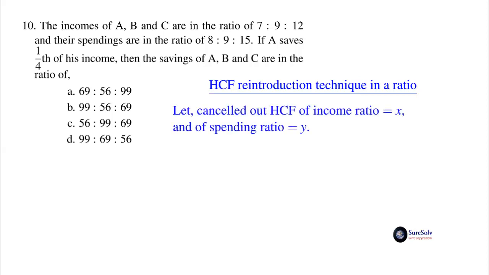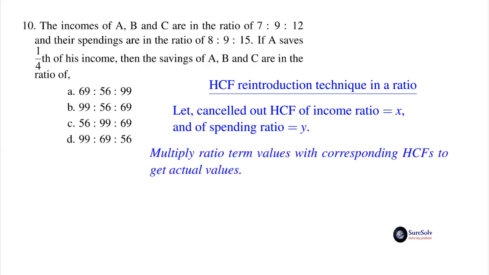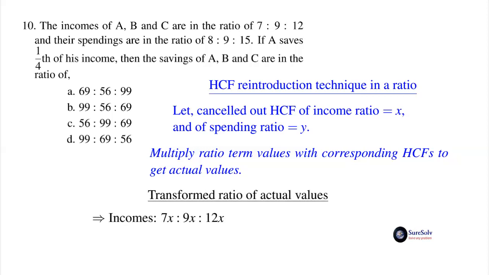Let's assume cancelled out HCF of the first ratio of incomes as X and of the second ratio of spendings as Y. Multiply the ratio term values with corresponding cancelled out HCF to get the actual values. You would get the transformed ratio of incomes as 7x:9x:12x, where 7x, 9x and 12x are the actual incomes. Similarly, the transformed ratio of spendings is 8y:9y:15y, where 8y, 9y and 15y are the actual spendings of A, B and C respectively.